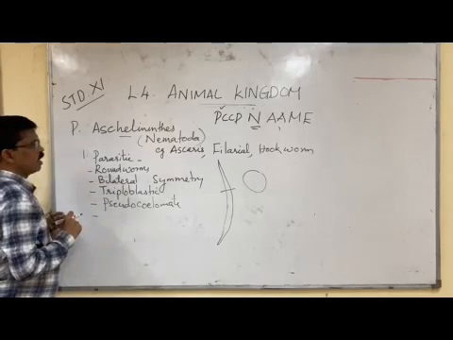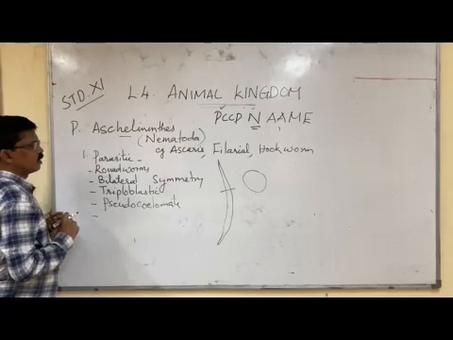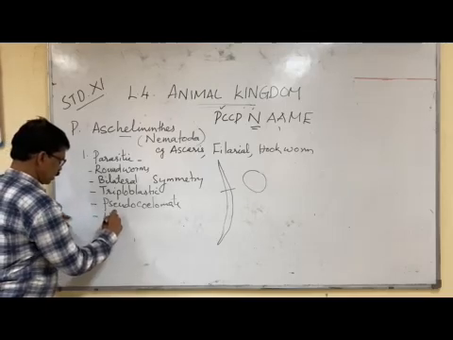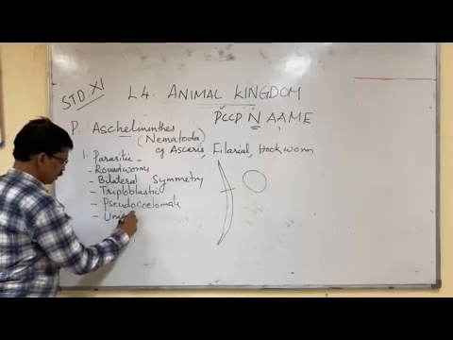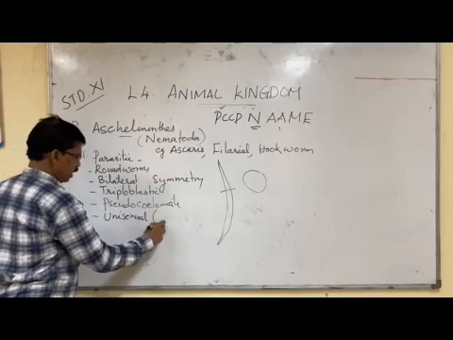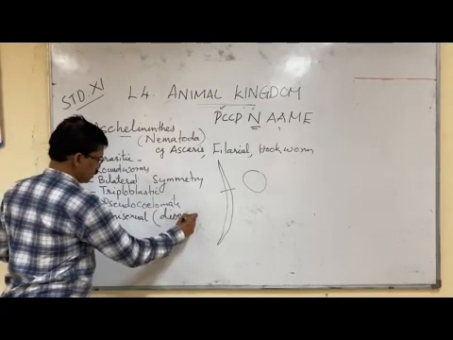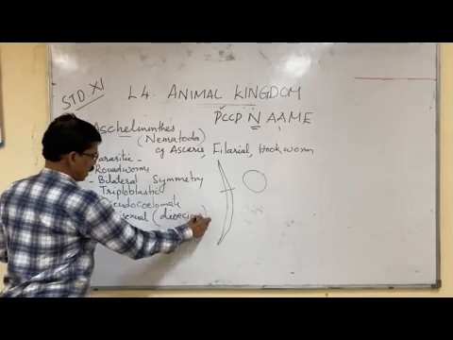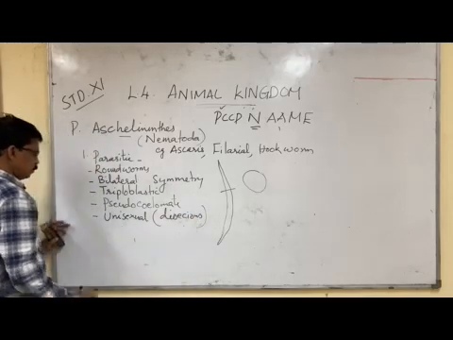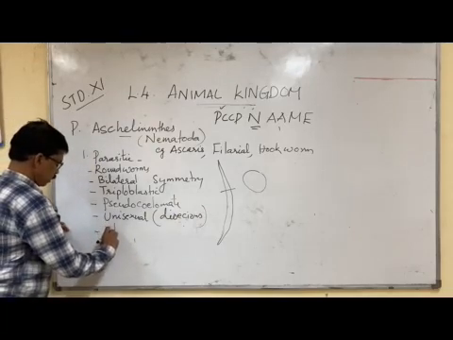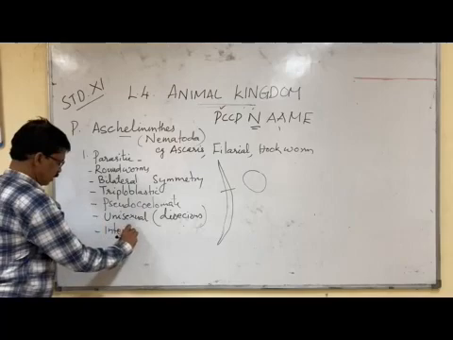But in the case of Ascaris, we can see a unisexual case. Ascaris is unisexual or dioecious. Unisexual is also called dioecious. Then the reproduction: sexual reproduction is internal, fertilization is internal.